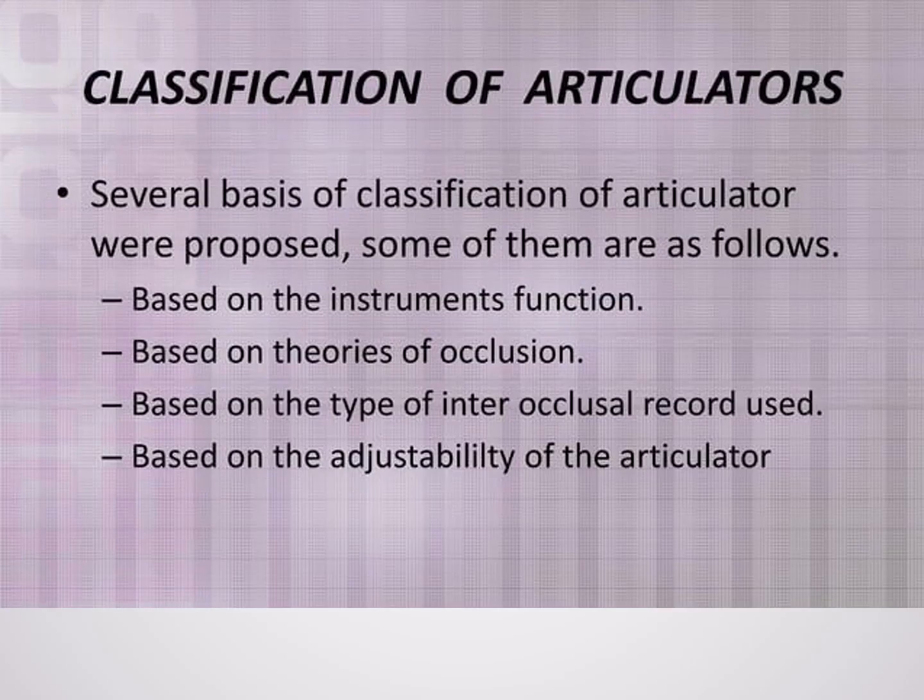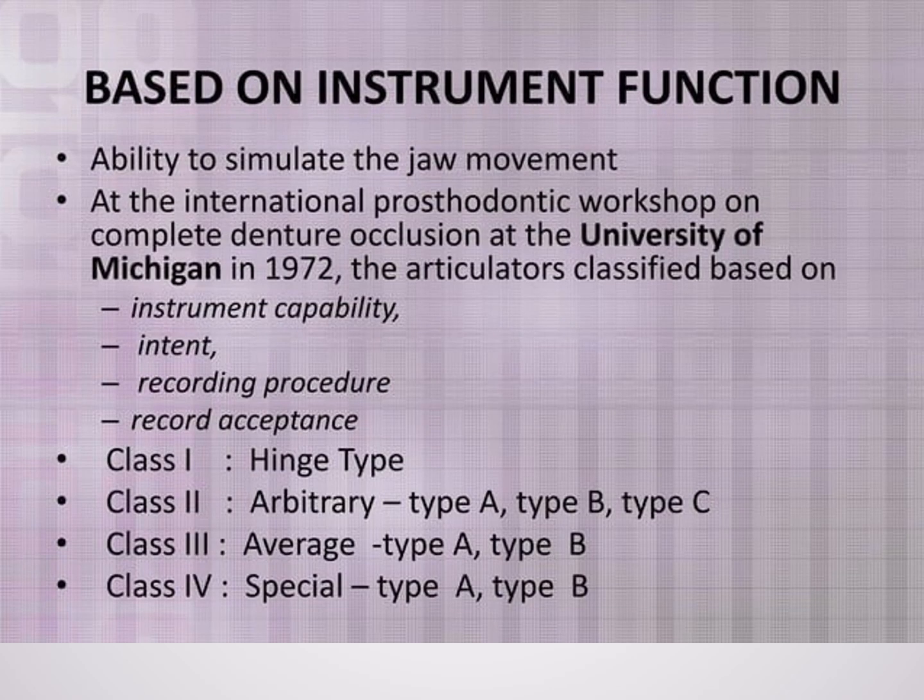Classification of articulators. The classification is based on instrument function, based on theories of occlusion, based on the type of interocclusal record used, and based on adjustability. So various classifications are there. First, based on instrument function. By the ability of the instrument to simulate the jaw movement, the classification was followed.